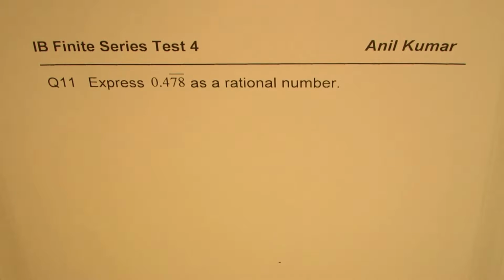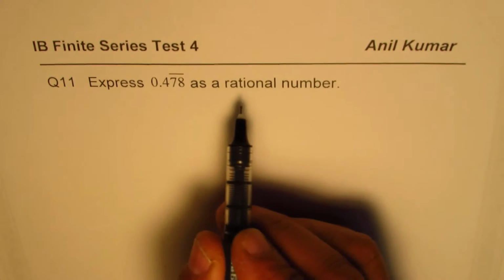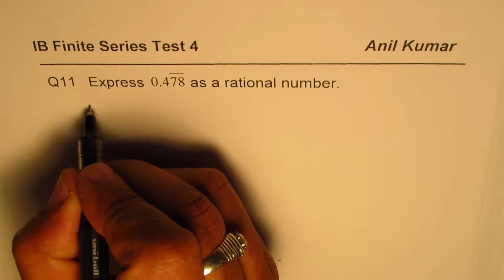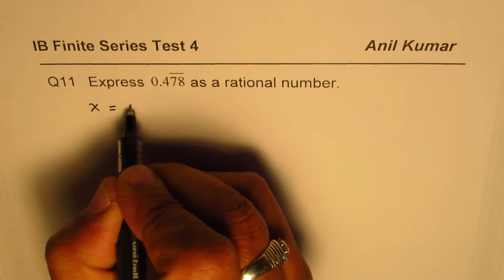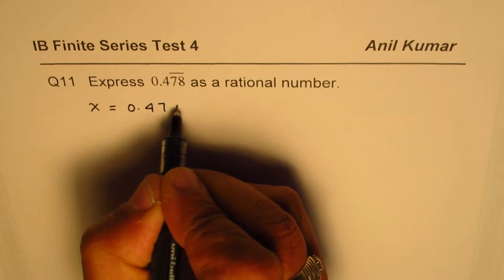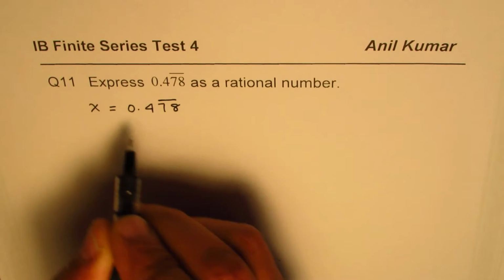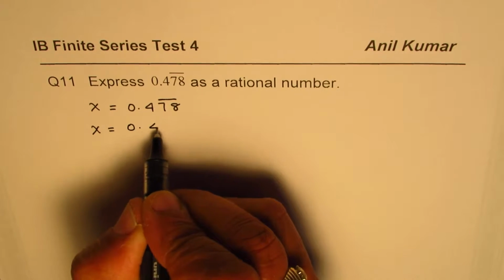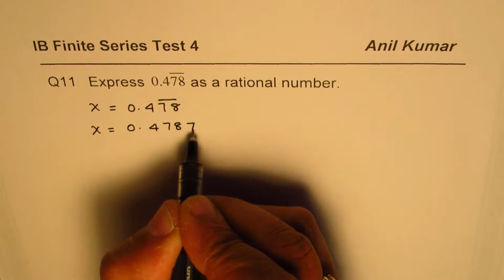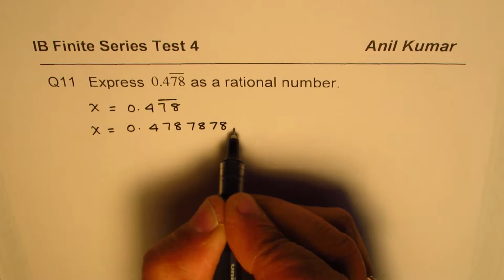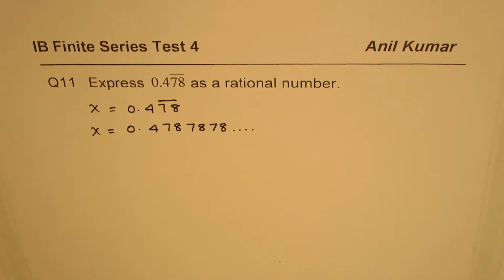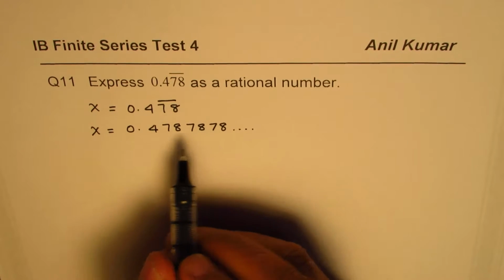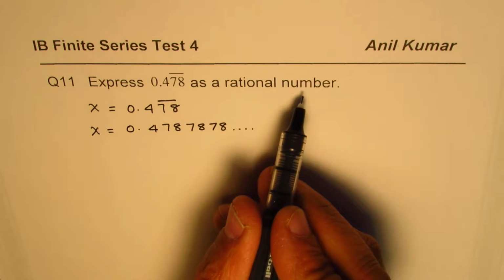You need to express 0.478 where 78 is recurring as a rational number. So let's write the rational number as x. So we are saying x equals 0.478 where 78 is recurring. It really means that x is equal to 0.4787878 and so on, right? So that is what the symbol means, right? Now we need to write this as a rational number.